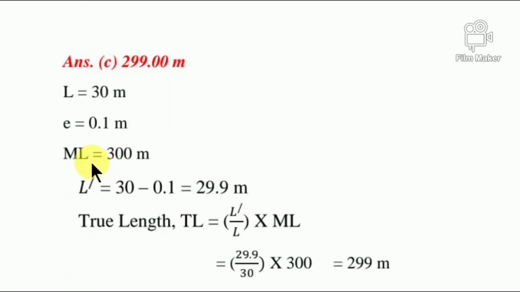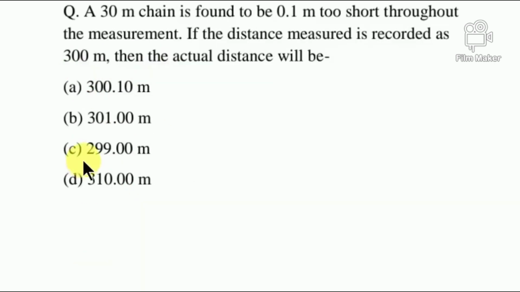Now here, ML is given as 300 meter. The formula for true length is L dash by L into ML. So putting all the values, we will get the true length as 299 meter. So that is our option C. That is 299.00. I'll show you. See, this is option C, 299.00 meter.